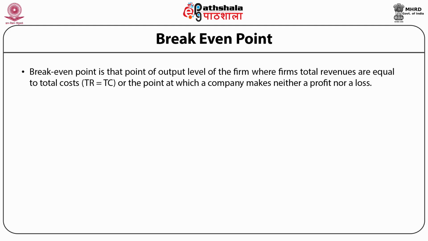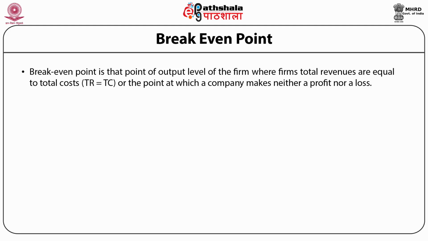Total revenues are equal to total cost. As discussed earlier, economic profit is the excess of total revenue over the total cost. So the break-even point is the point when total revenues are equal to total cost. The firm neither earns profit nor incurs losses; it is a situation of zero economic profits. In break-even analysis, cost can be classified.